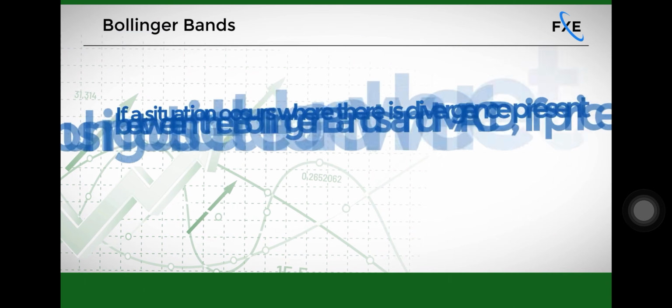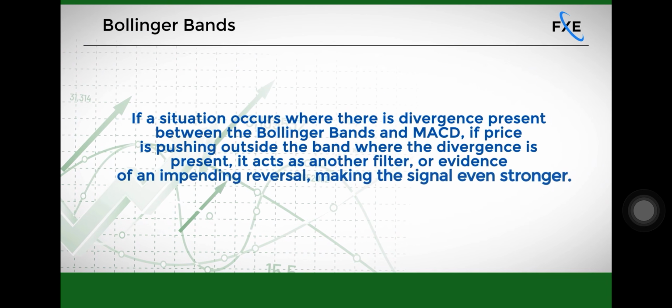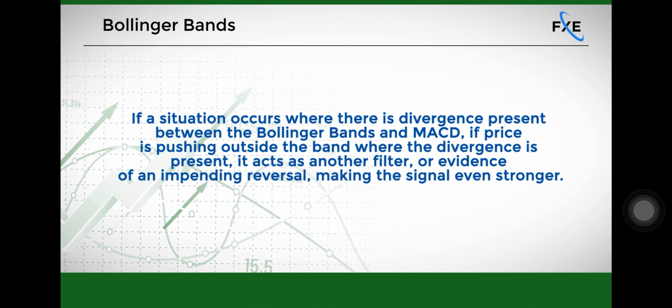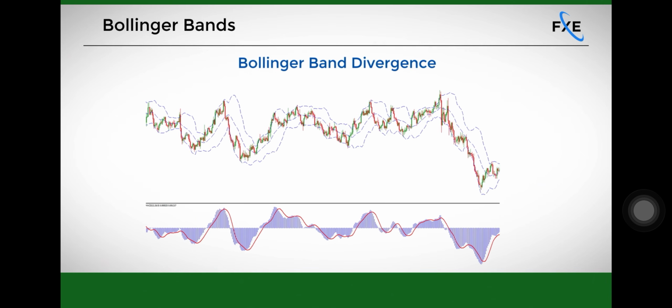If a situation occurs where there is divergence present between the Bollinger Bands and MACD, if price is pushing outside the band where the divergence is present, it acts as another filter, or evidence of an impending reversal, making the signal even stronger. The example that we can see on the screen shows a situation where price has made a higher high and the MACD has failed to follow, making a lower high at around the same area. You will recall that this is considered Class A bearish divergence.